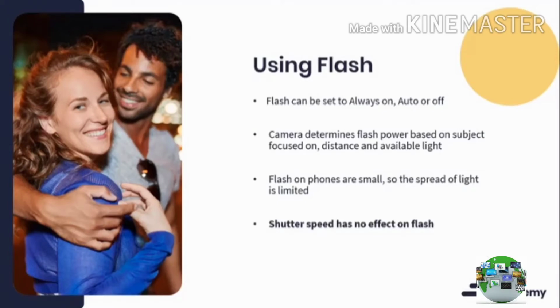Shutter speed has no effect on flash, so you can use a faster shutter speed or a slower shutter speed. It won't affect the flash power. And this is going to be important, as we're going to see in a second. But you can't influence the flash power by changing your shutter speed. It only controls the ambient light. It has no effect on flash.